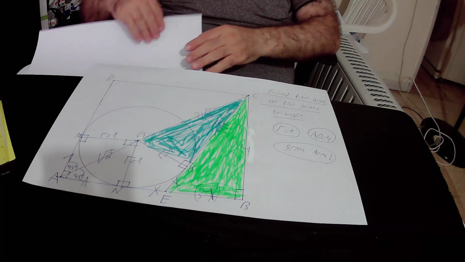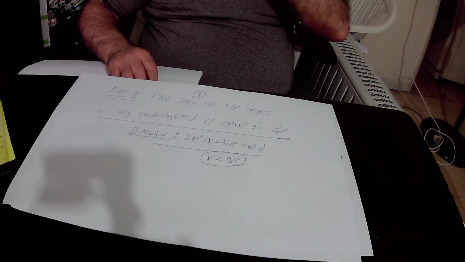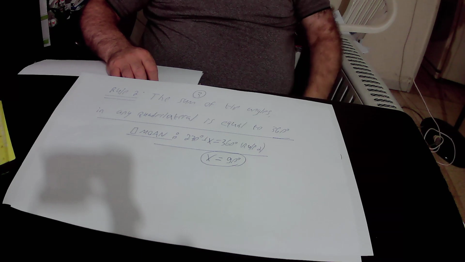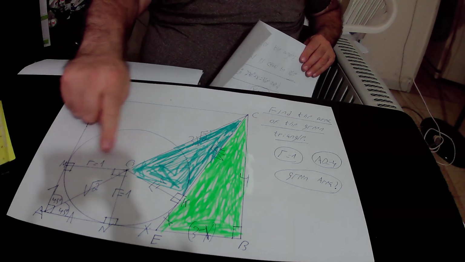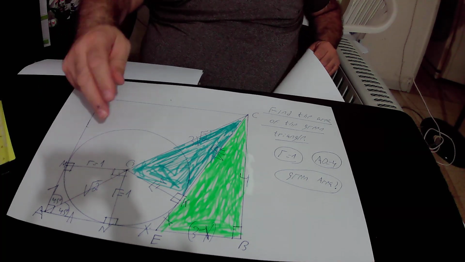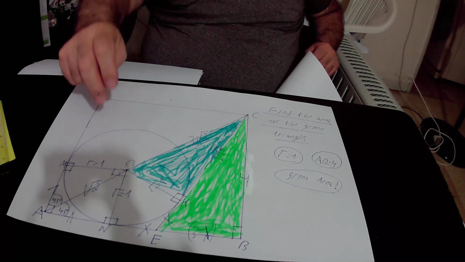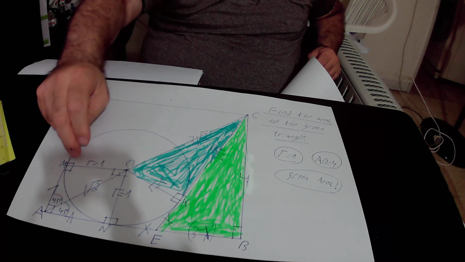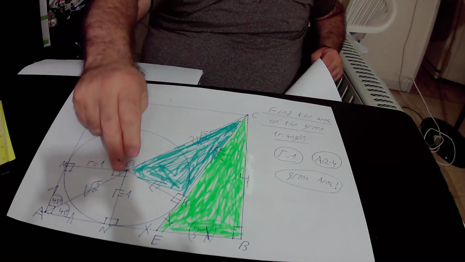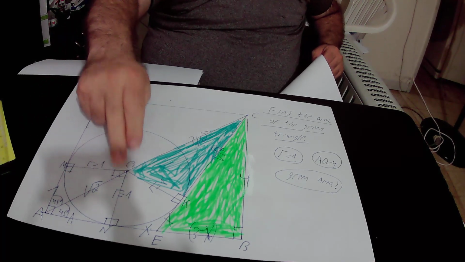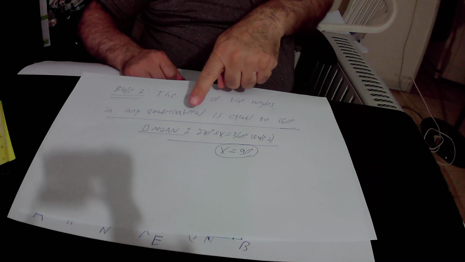Then I presented to you rule number 2. According to rule number 2, the sum of the angles in any quadrilateral is equal to 360 degrees. So we focused on quadrilateral MOAN. According to rule number 2, the sum of its angles is equal to 360 degrees. Which angles does quadrilateral MOAN have? It has 3 right angles, 1, 2, 3. And the sum of 3 right angles is 270 degrees, plus the size of the 4th angle that is defined as angle X. The sum of those 4 angles must be equal to 360 degrees according to rule number 2.